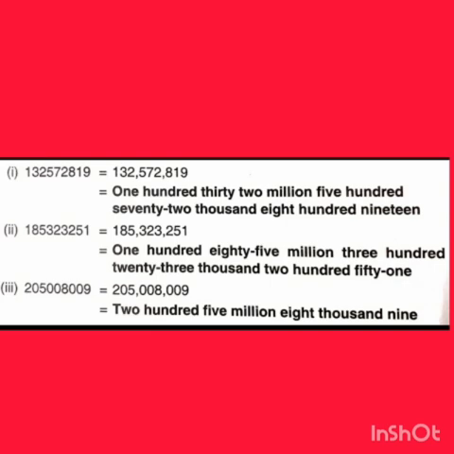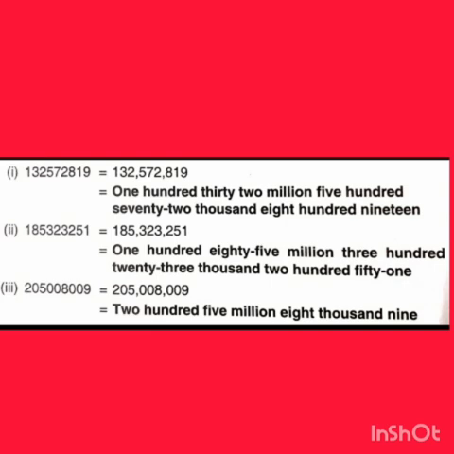132,572,819. Second one, 185,323,251. Third one is 205,008,009. You can see in the last one we have so many zeros. So there you have to consider how to read it and which place is having zero. After counting it, only then you have to decide how to pronounce it.